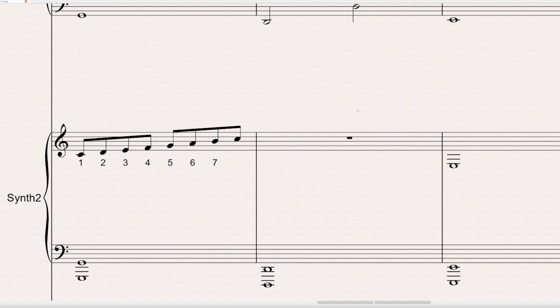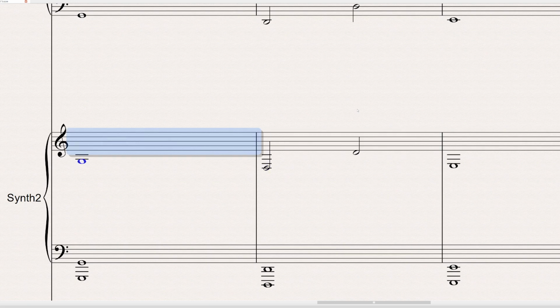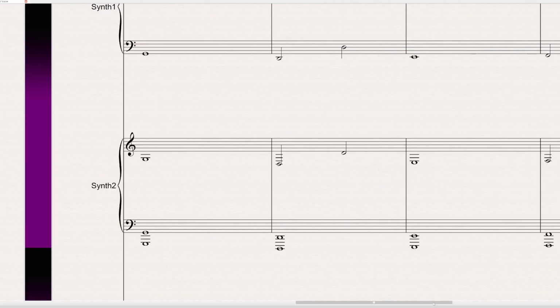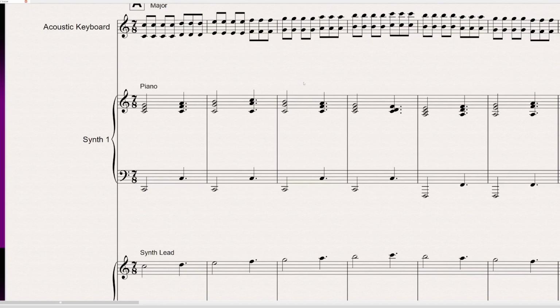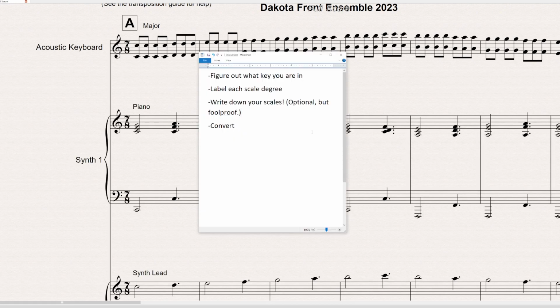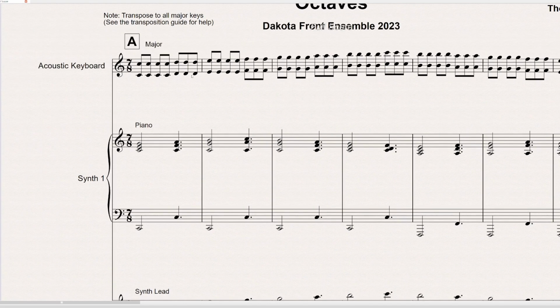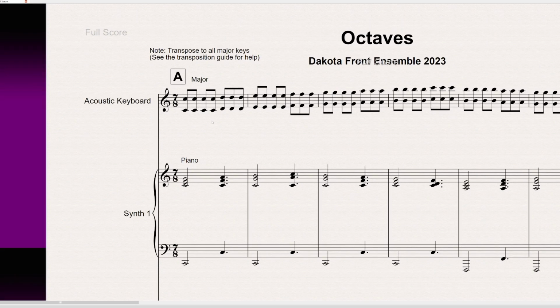Let me just delete all this and put this exercise back to normal here. Okay, lovely. So now that we know what scale degrees are, let's look at our little handy list of how to transpose. The first step is to figure out what key we are in. I'm going to keep this very simple. We don't have any sharps or any flats, so we are in C major. It can get more complex than that, but for now, let's settle with that.